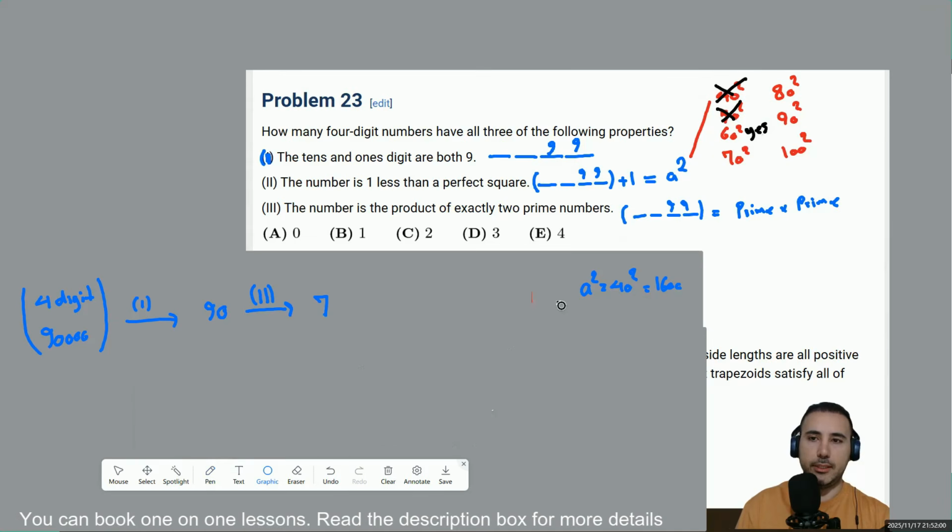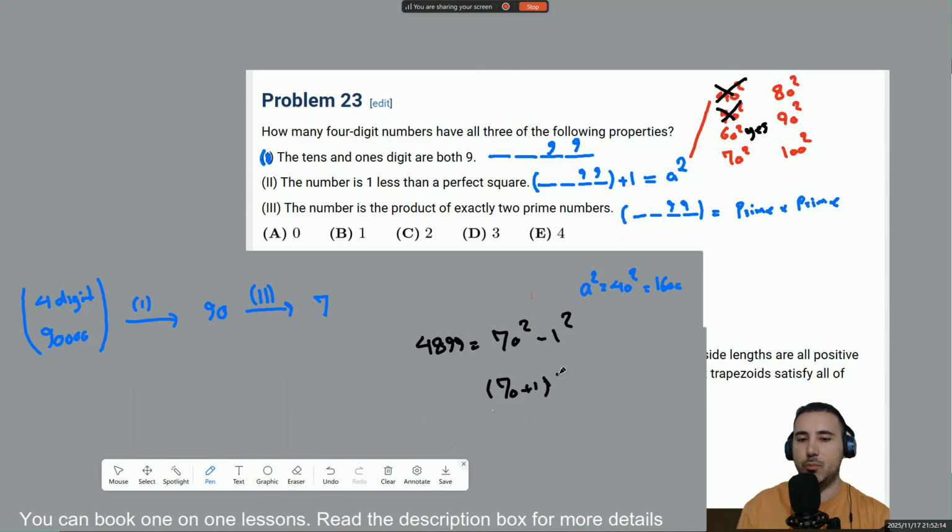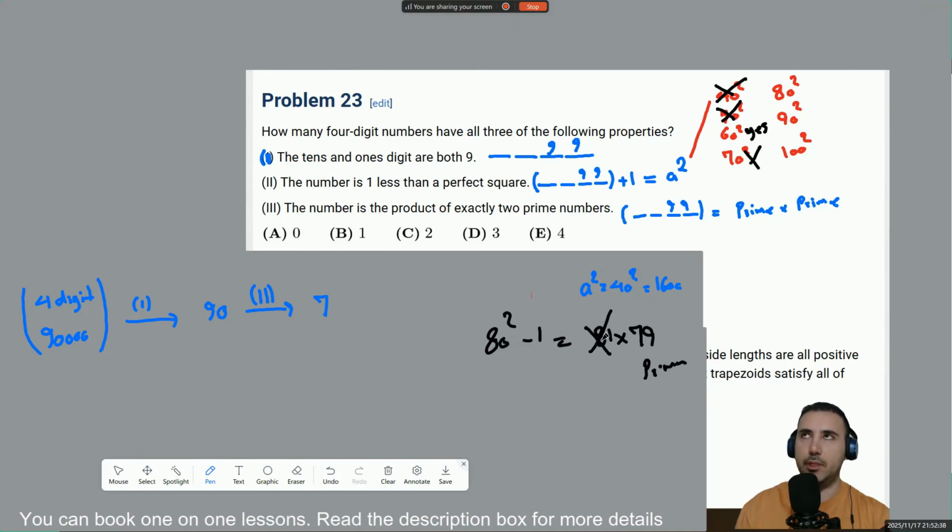Okay. Now let's go. The other one, this is the last time I write it here, 70 squared is 4899, equal to 70 squared minus 1 squared, which is equal to 70 plus 1 times 70 minus 1. 70 minus 1, this is 69, is not prime. It's divisible by 3 and 23. Bye-bye. So then the other one is 80 squared minus 1. So I'm going to write it this way. This is equal to 81 times 79. This is prime, good. 81 is not prime. 9 times 9. So bye-bye. Let's do it with 90 squared.